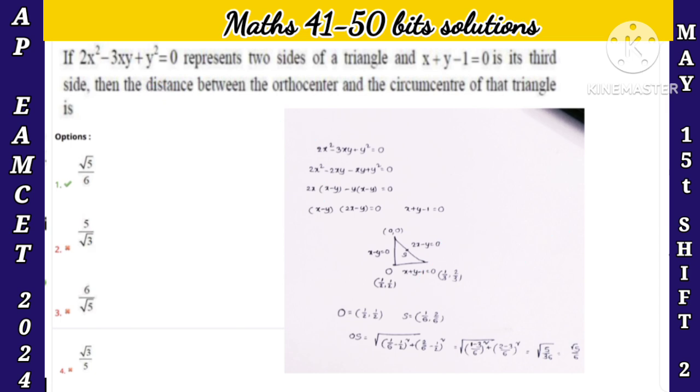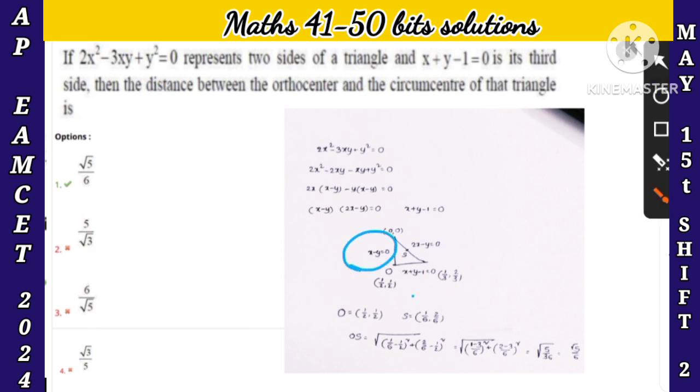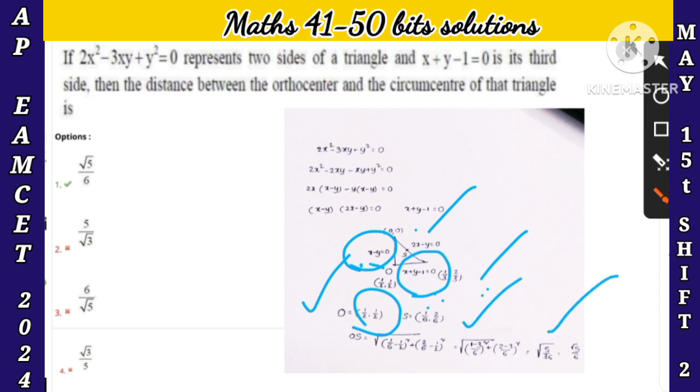So see here, the lines x minus y is equal to 0 and x plus y minus 1 equal to 0 are perpendicular. So the orthocenter is nothing but 1 by 2, 1 by 2, the point of intersection of the perpendicular lines. And here, this is a right angle triangle, which means the circumcenter is the midpoint of these two, that is 1 by 6, 2 by 6. So simply find the distance and you get the value as root 5 by 6. That's all. This is the answer.